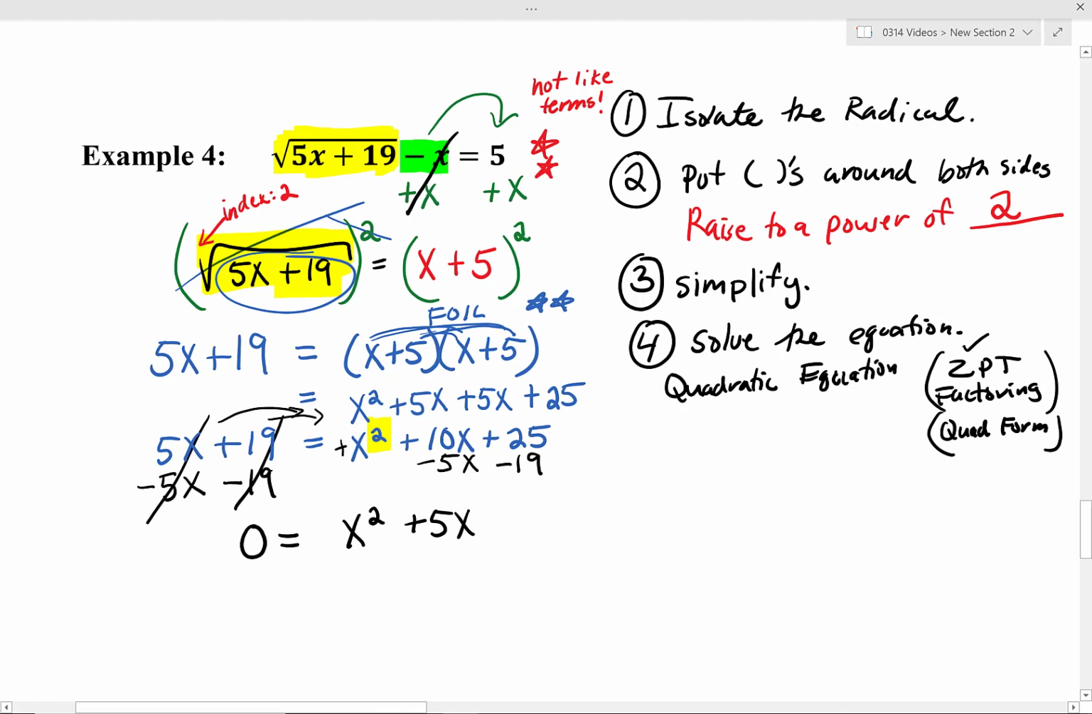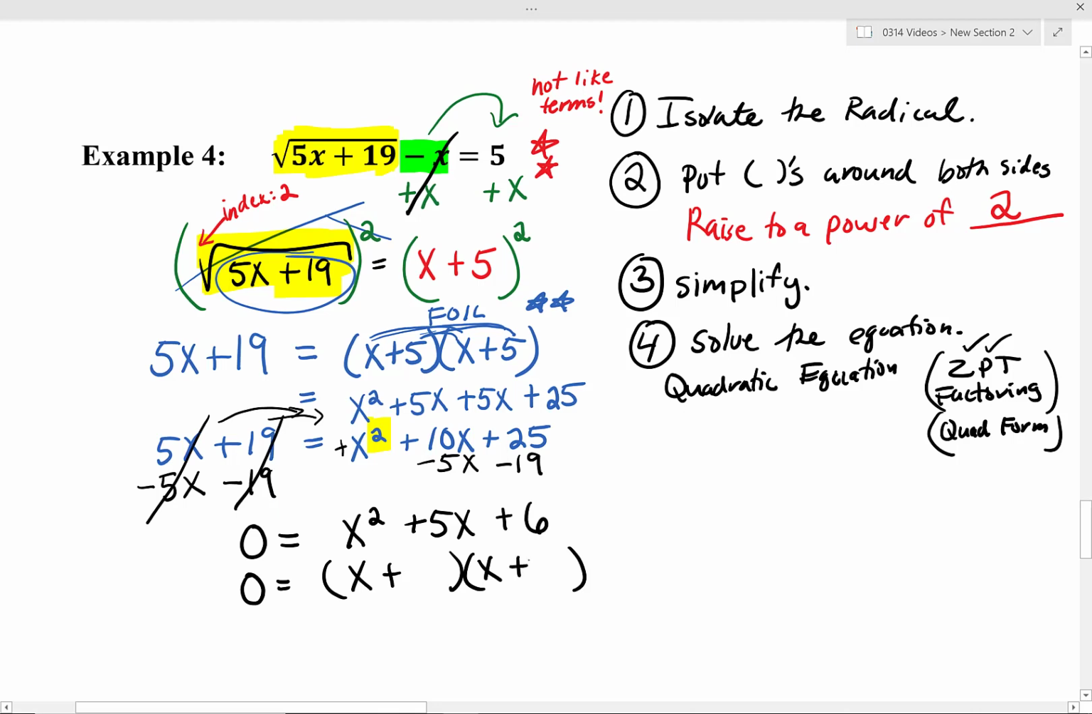25 minus 19, I believe that's a positive 6. All right, so we have 0 on one side, everything else on the other. Now we need to factor, so we need to find that product. We have 3 terms, so we're going to use that reverse FOIL. We'll do x and x. The signs here are both positive, so we know these are going to both be positive as well.